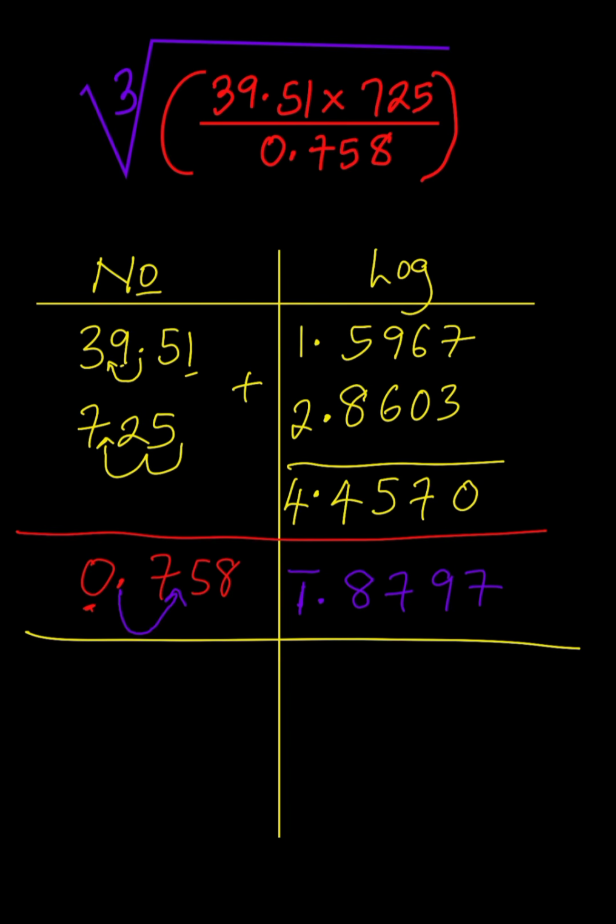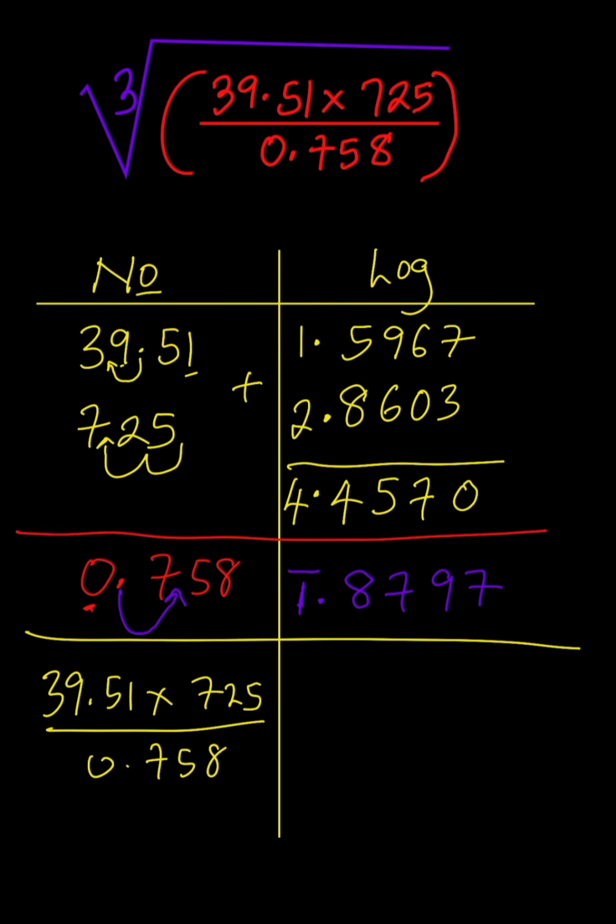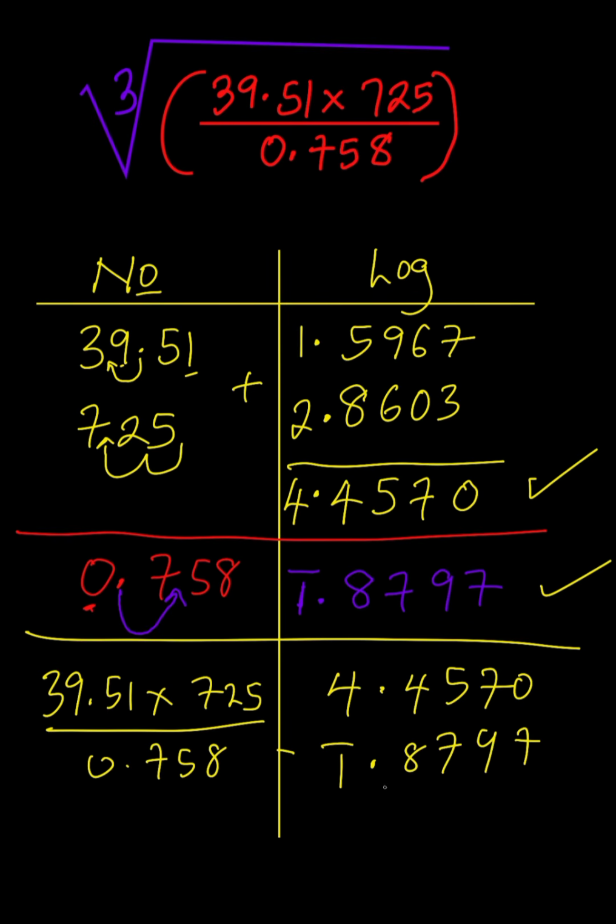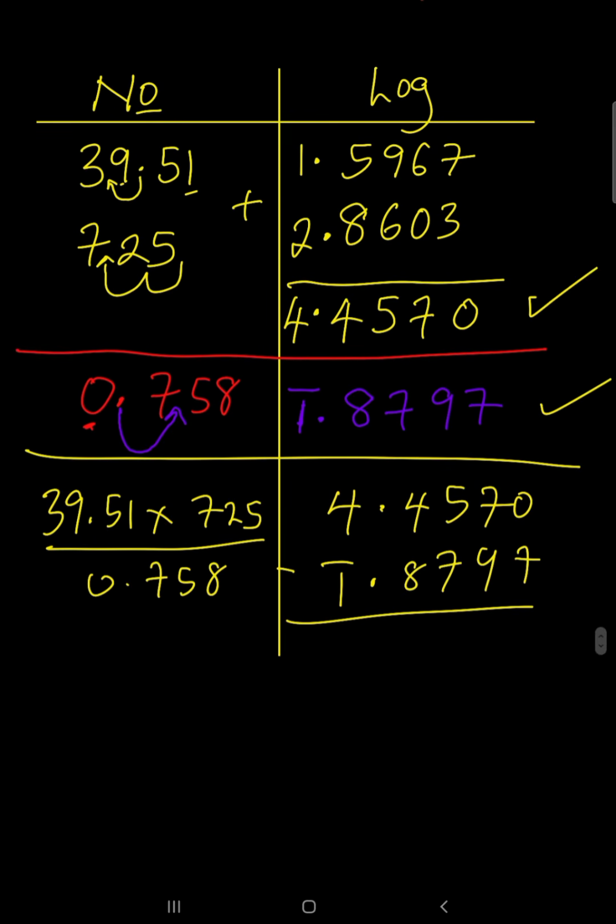So bringing the entire problem, which is 39.51 times 725 all over 0.758, you have to divide it, you have to subtract. It means the first value, which is 4.4570, minus the second value, which is bar 1.8797. We are subtracting because it is division.